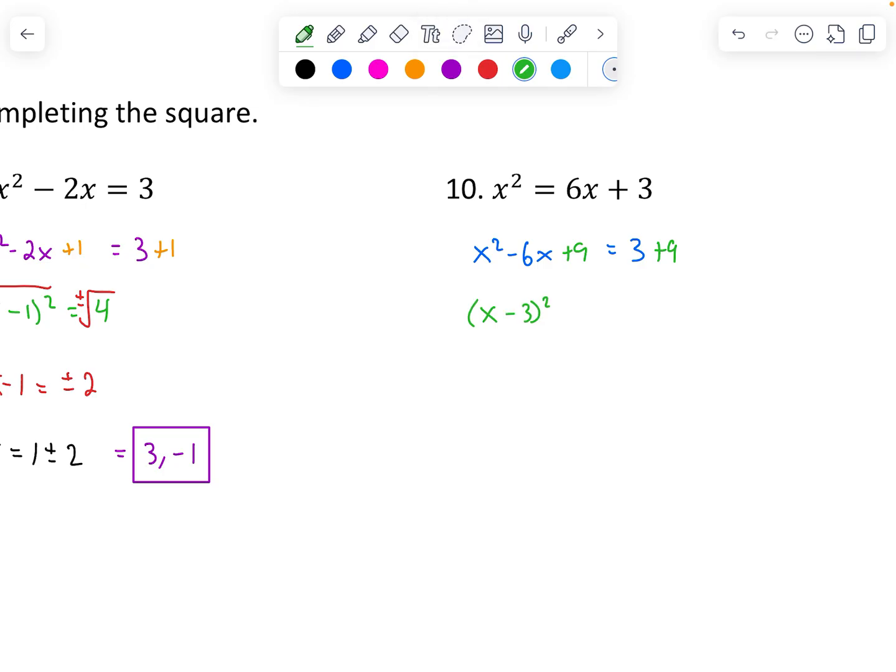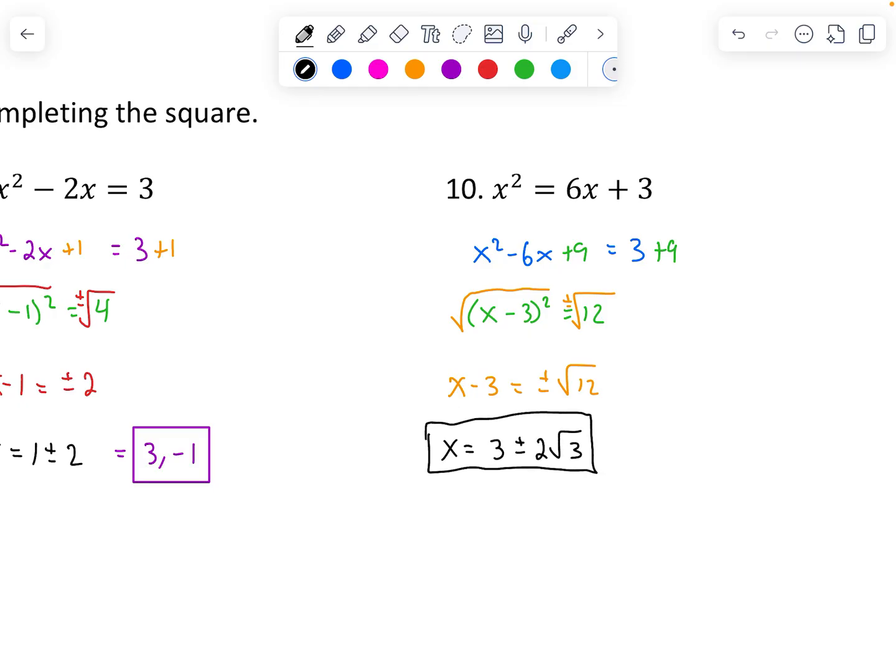x minus 3 squared equals 12. And now we can square root both sides, because we have a thing being squared by itself, and you get plus or minus. So we have x minus 3 equals plus or minus the square root of 12. Try to simplify the square root of 12, which is 4 times 3. So we can turn this into x equals 3 plus or minus 2 square root of 3. And nothing more you can do there.